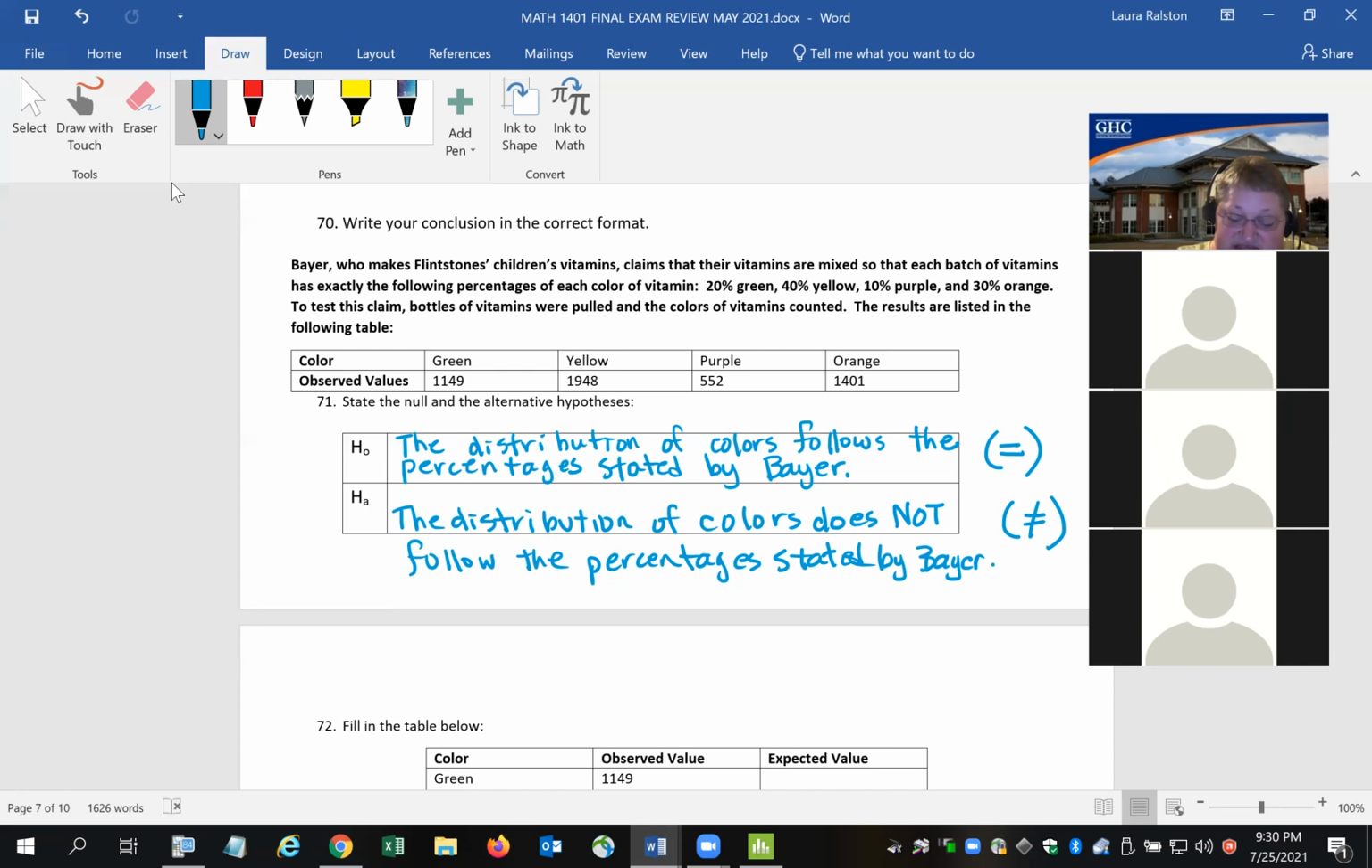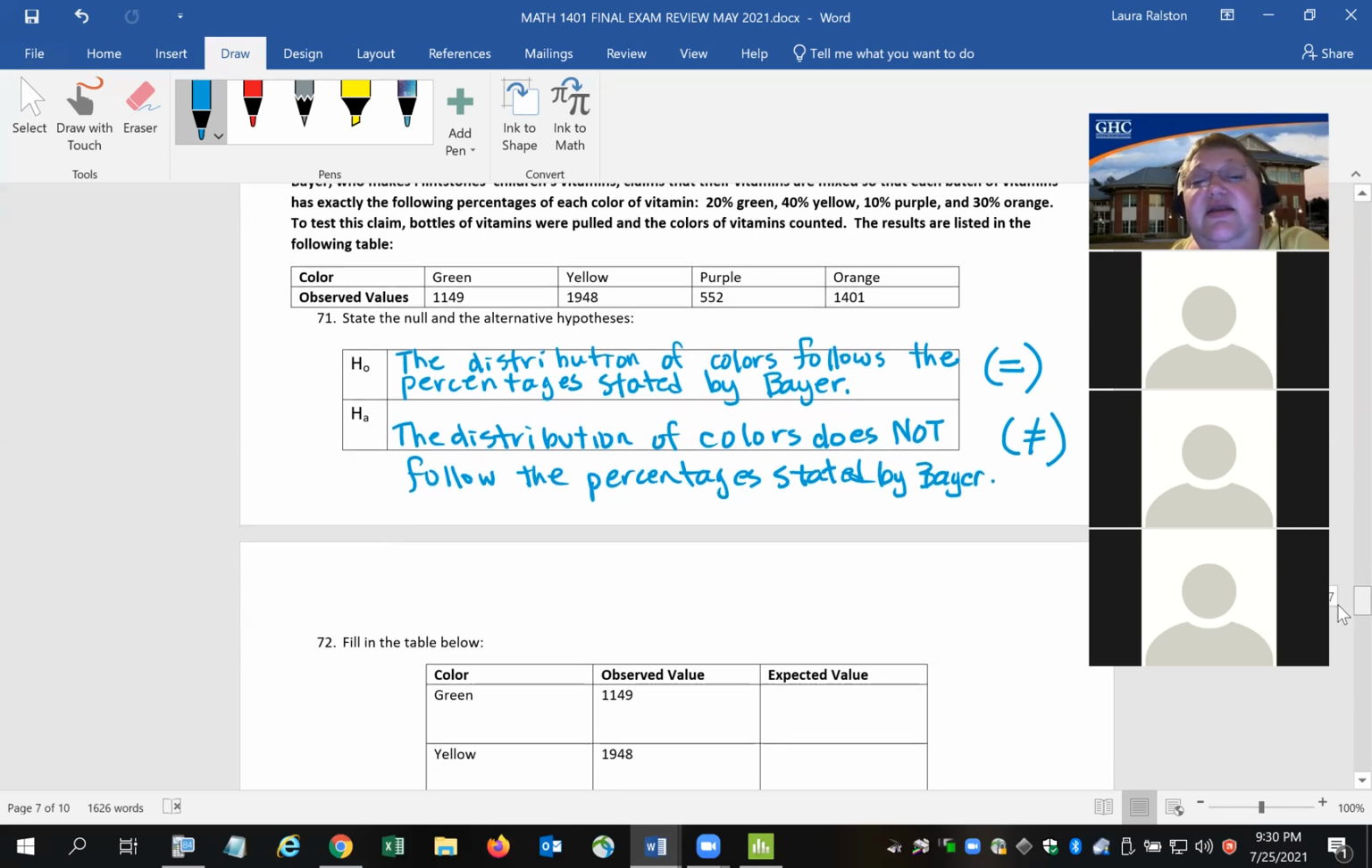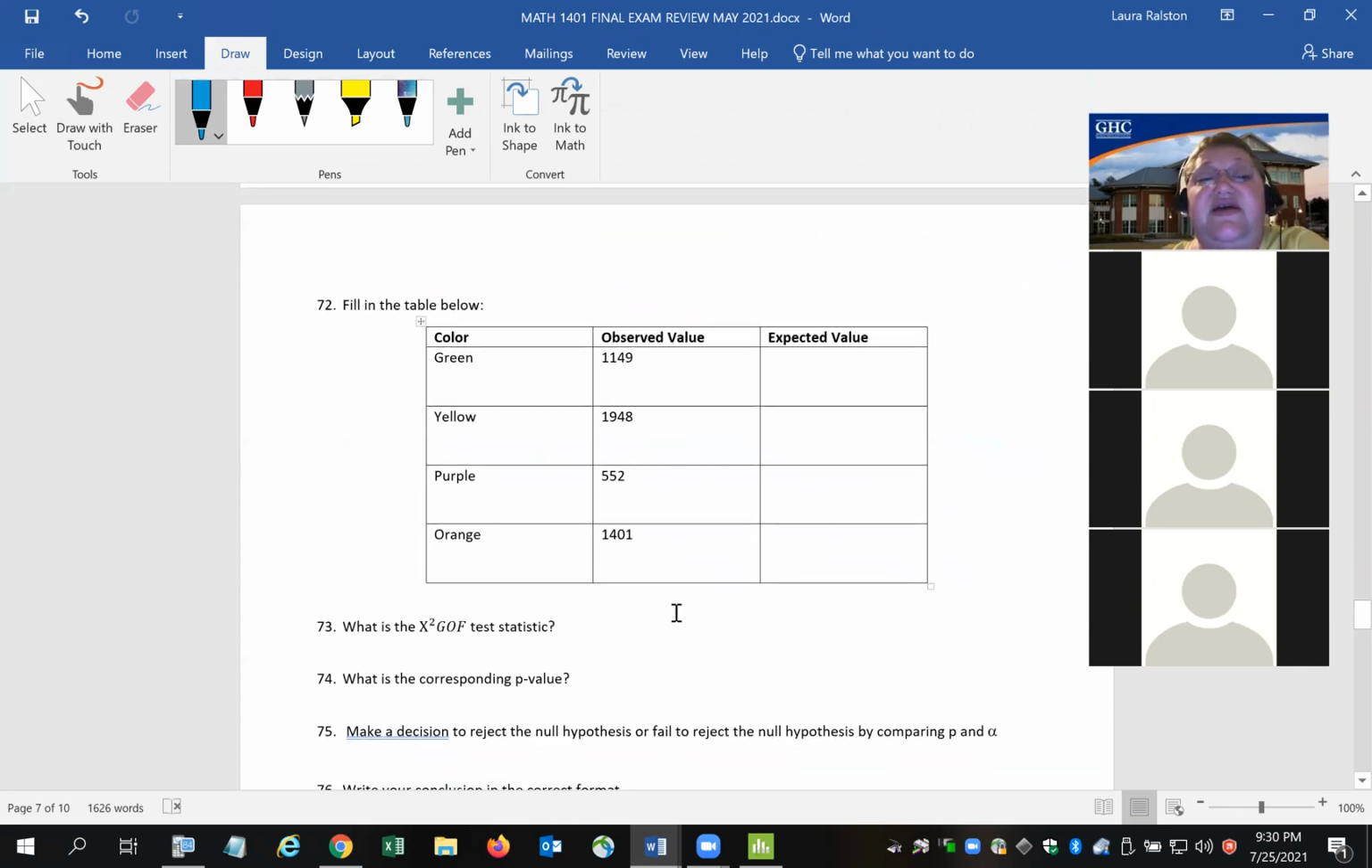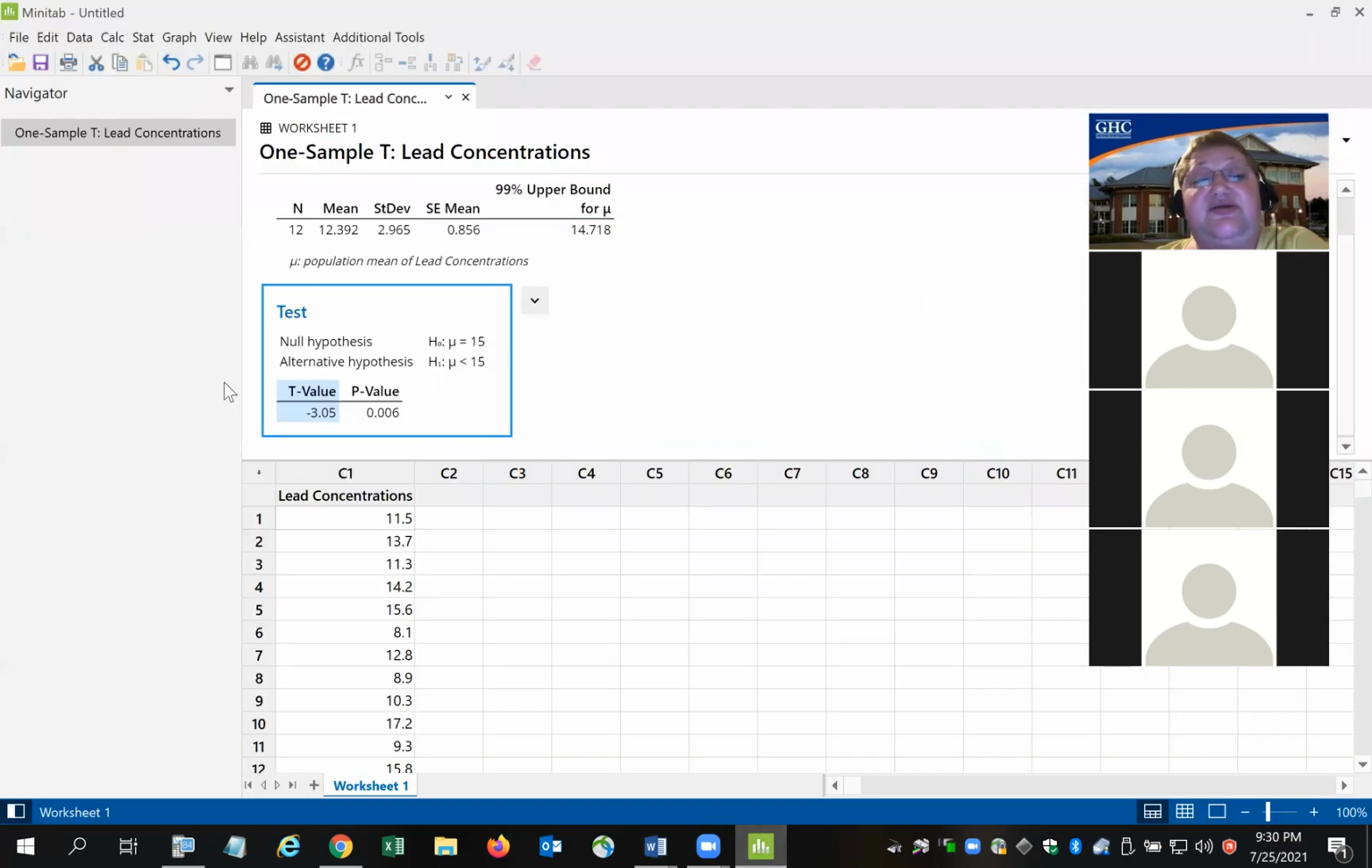Then in the next piece, they ask you about the observed values and the expected values. Guys, notice in this table, it clearly says color and observed. And then it asks you in question 72 to fill in this table. But guys, Minitab's going to do that for me. I just have to put the data into Minitab. So I'm going out to Minitab to do that, which is then going to also get us the answer to question 73, which is what Tanya asked me about to start with.